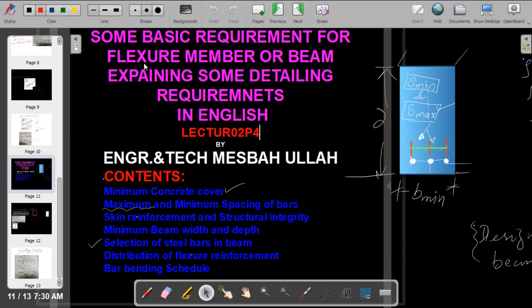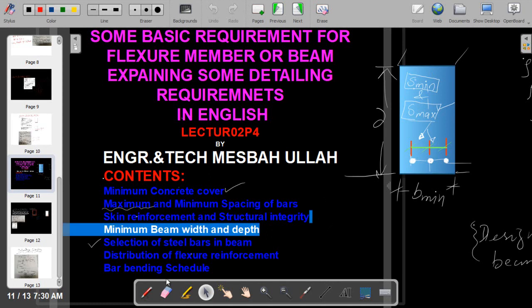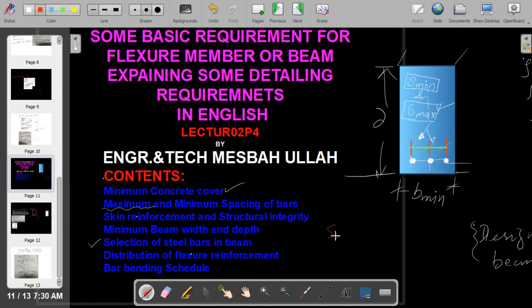Students, as in lecture 02 part 3, we discussed the maximum spacing between the bars, S max. Remember the spacing S max which we discussed in the previous lecture. These limitations are applicable the same as in slab, right? Now in today's lecture, we will discuss the minimum width of the beam.